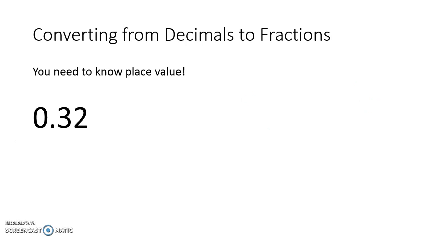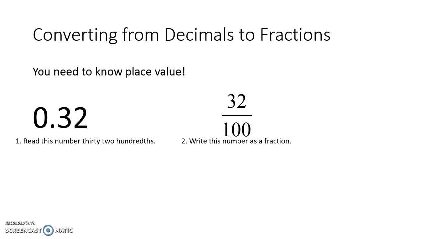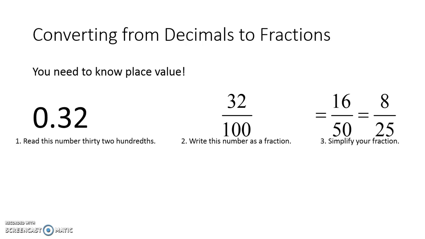Remember your place value. If you were given this decimal, you would have to first read that number out loud, 32 hundredths. Then write that number as a fraction, 32 over 100, and simplify. And if I divided the numerator and denominator by just 2, I would get 16 over 50, but that's not the simplest form of this fraction. So you might have to divide more than once to get to the simplified form, because 16 over 50 can both be divided by 2 to get 8 over 25, and 8/25 is your simplified fraction.